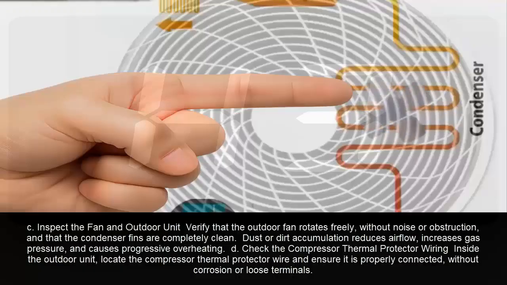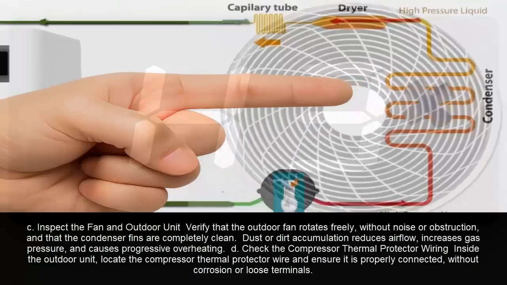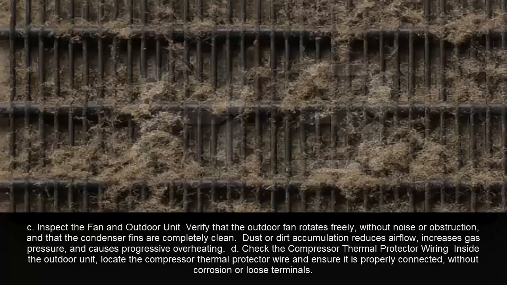C. Inspect the fan and outdoor unit. Verify that the outdoor fan rotates freely without noise or obstruction and that the condenser fins are completely clean. Dust or dirt accumulation reduces airflow, increases gas pressure, and causes progressive overheating.